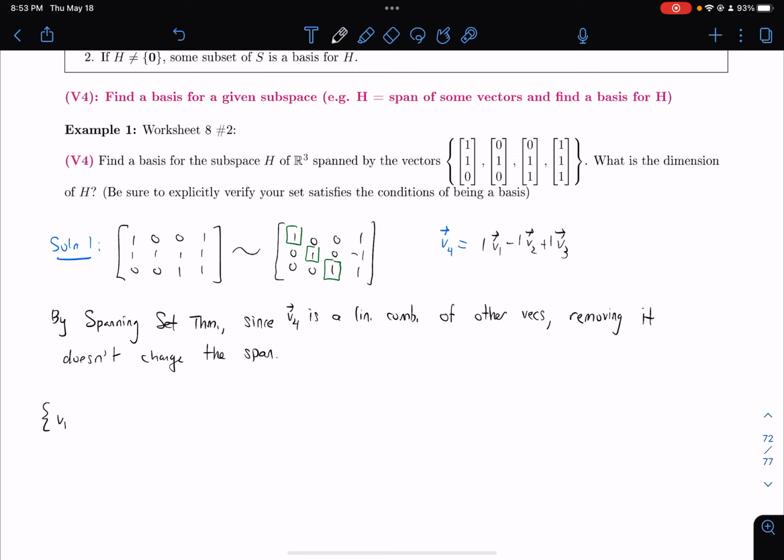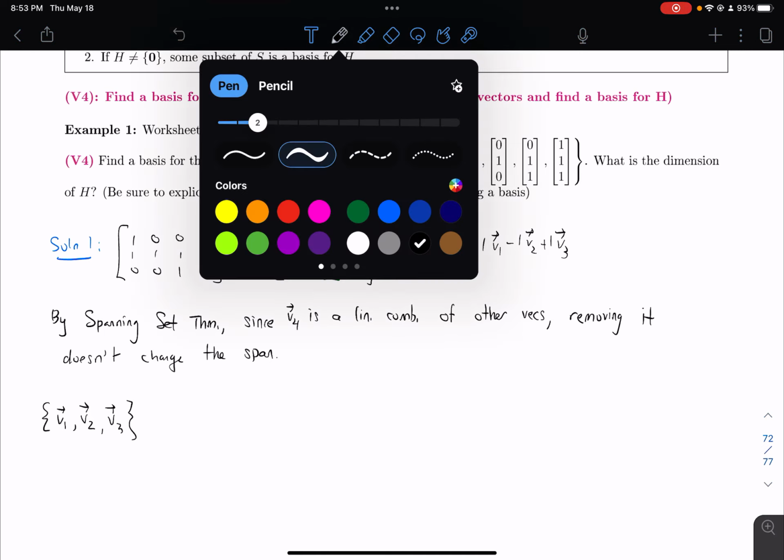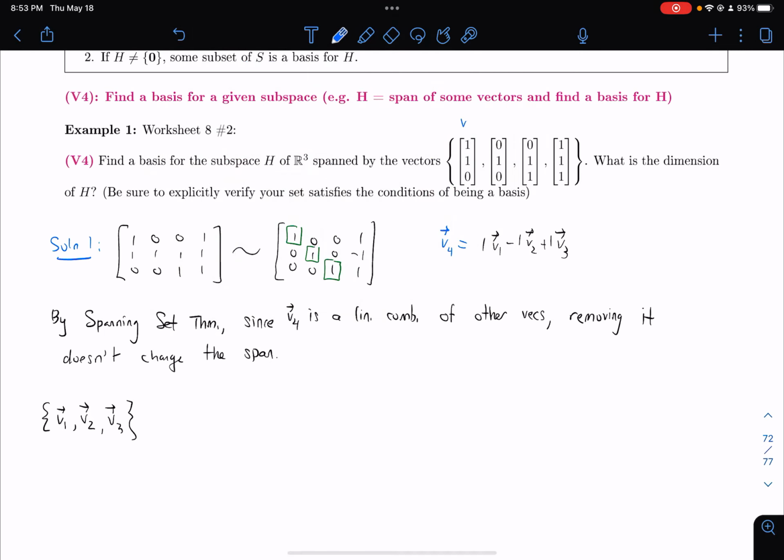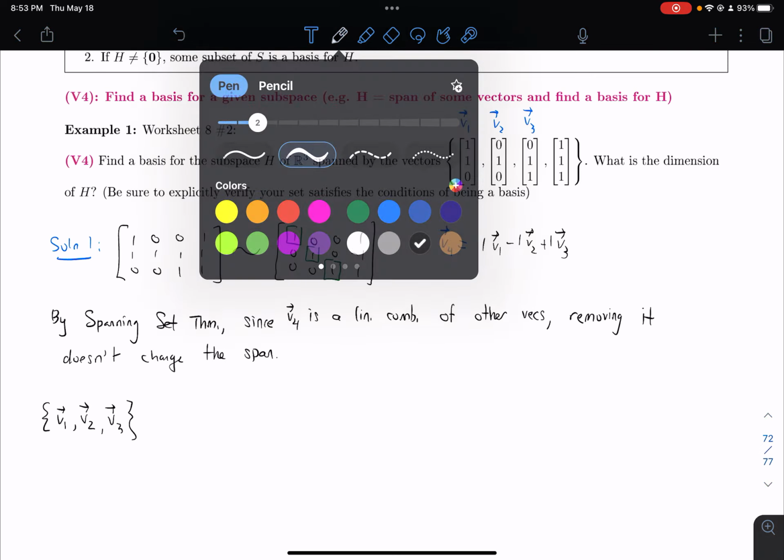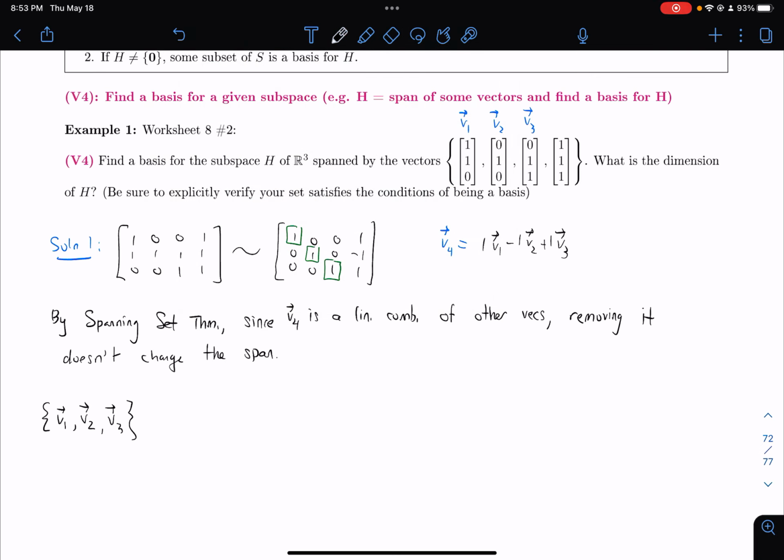I'm going to call them V1, V2, and V3. So those first three vectors. And I'm going to go back to the original vectors here. So V1, V2, and V3. I'm going to go back to those original vectors. Okay. Well, those first three vectors, when I put them into a matrix and I reduced it, there happened to be a pivot in each one of those columns. Again, if I ignore the fourth one, because now I've removed it. So if there's a pivot in each column, that means those column vectors are linearly independent.